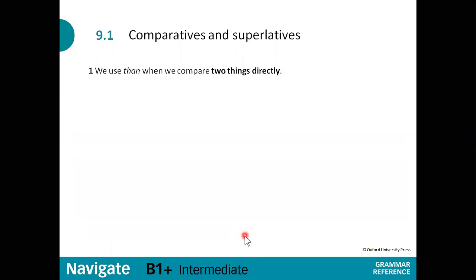And next slide, we use than when we compare two things directly. For example, they're blonder than their parents. So two people compared with two people. So they have blonde hair. All of them have blonde hair, like their parents and their children, and they're blonder. And the direct comparison is their parents here. So you should use than when you compare something with something before it.